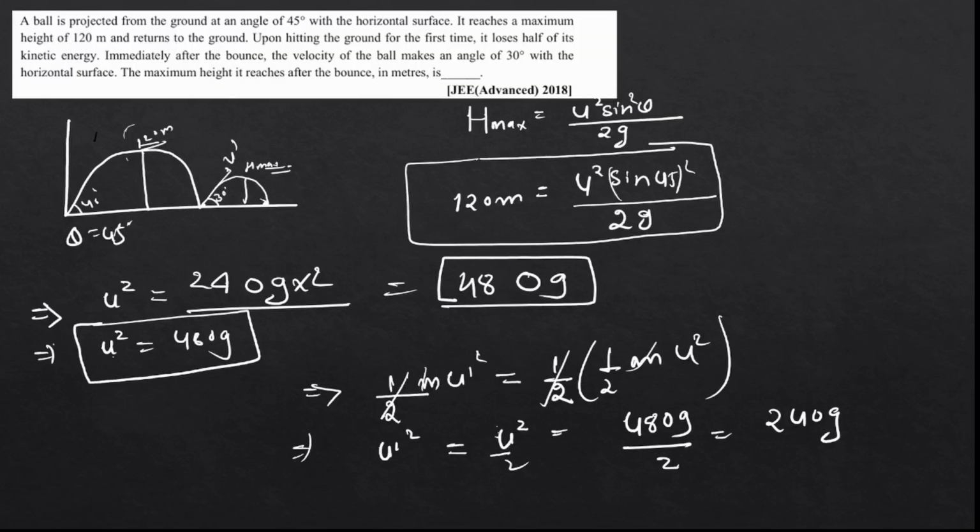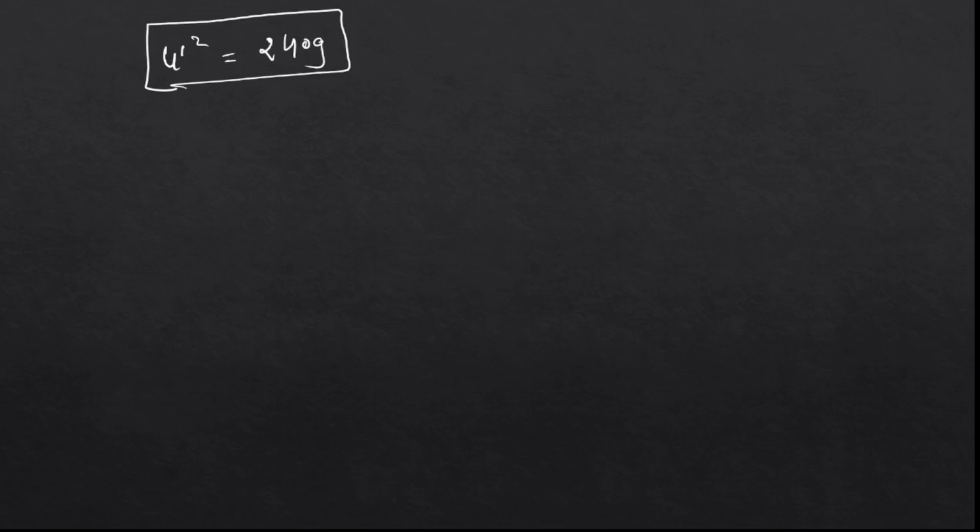right? So from here we got the value, which is u dash square, 240 g. What is u dash? U dash is the velocity at this particular instant. So now we know this velocity, that means the velocity at which this projectile is projected. So we can find its maximum height now, right? Just by putting this velocity in its maximum height formula. So what is maximum height? Again, we have been given all these values.